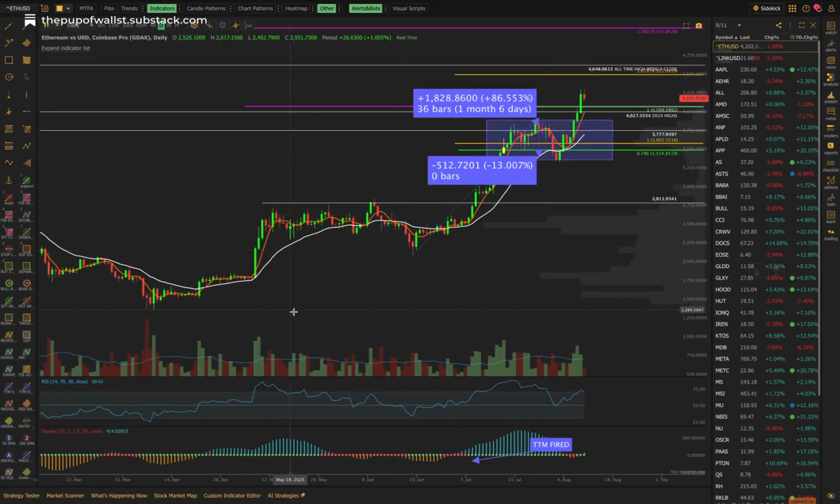So before we continue, let's talk about what's on the screen. So your white lines, those are going to be support and resistance. Your purple lines, those are going to be your fib extensions. Your yellow lines, those are going to be fib projections.